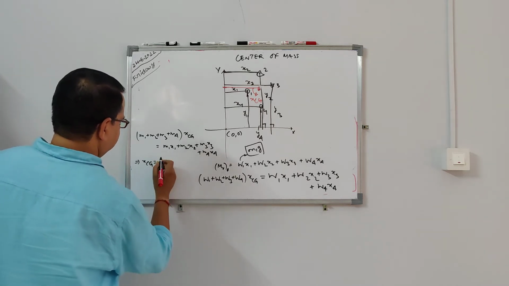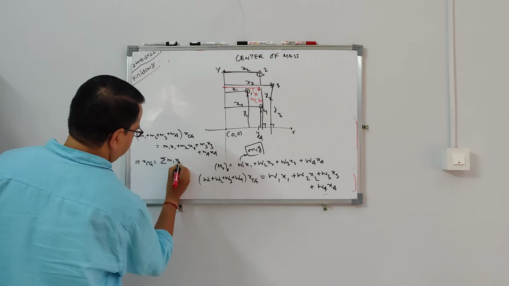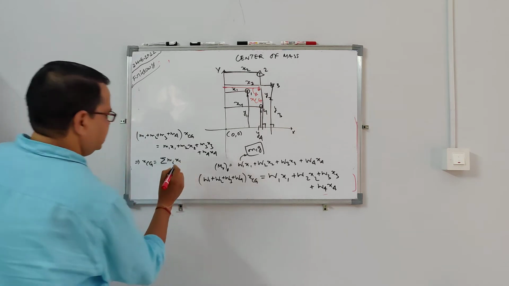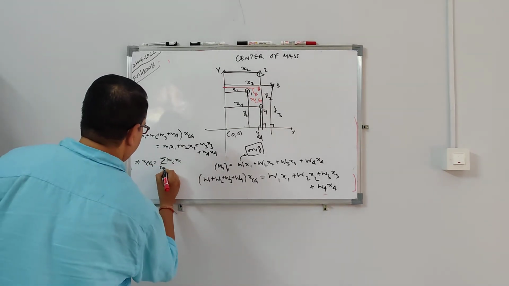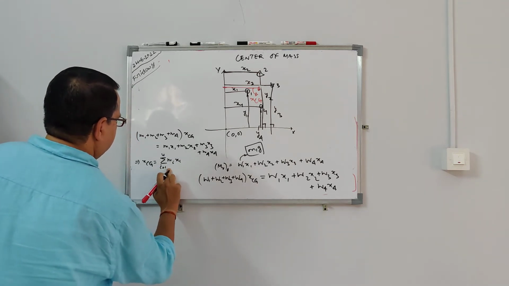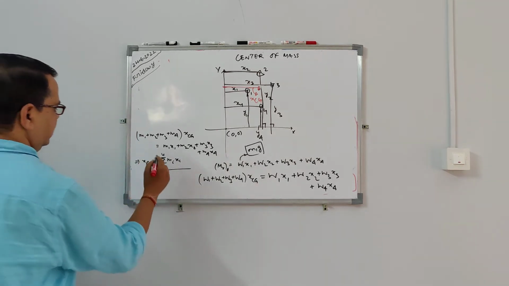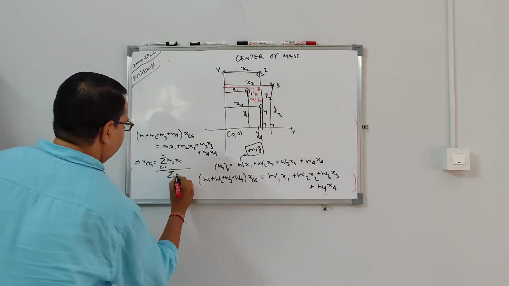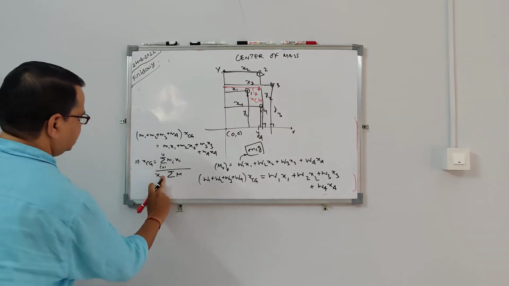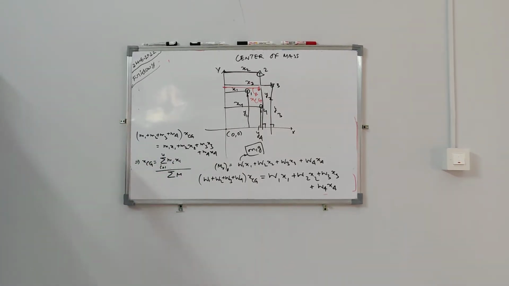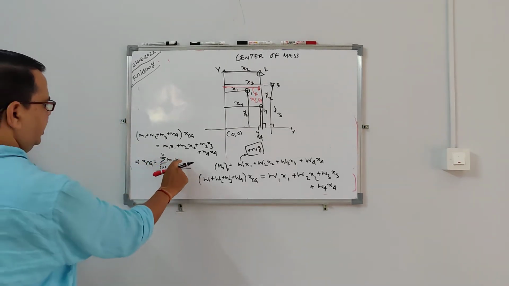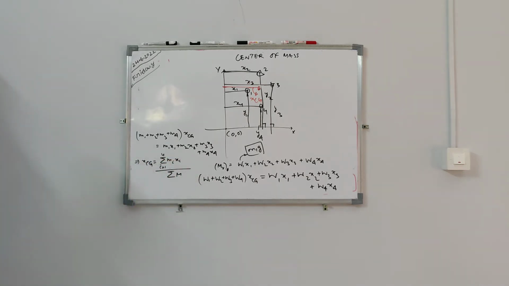So we write it like this: sigma Mi Xi, where i varies from 1 to 4, divided by sigma M. I can write the xCg outside; I have already taken xCg out to that side. So that means xCg is equal to sigma Mi Xi divided by sigma M.